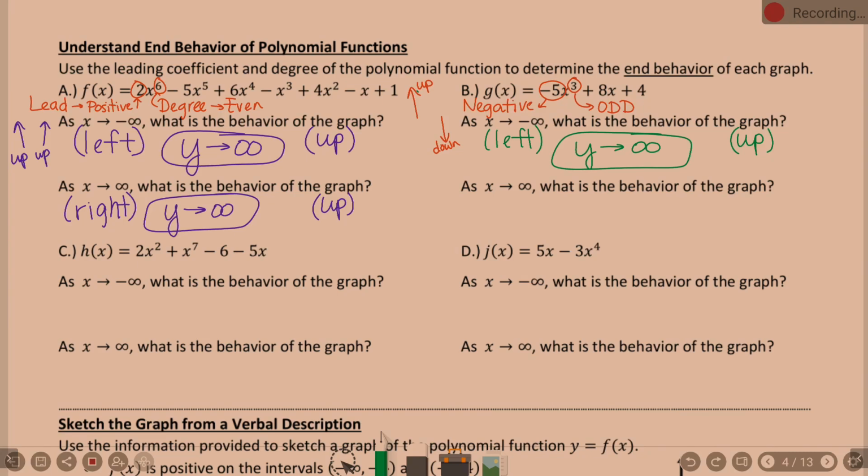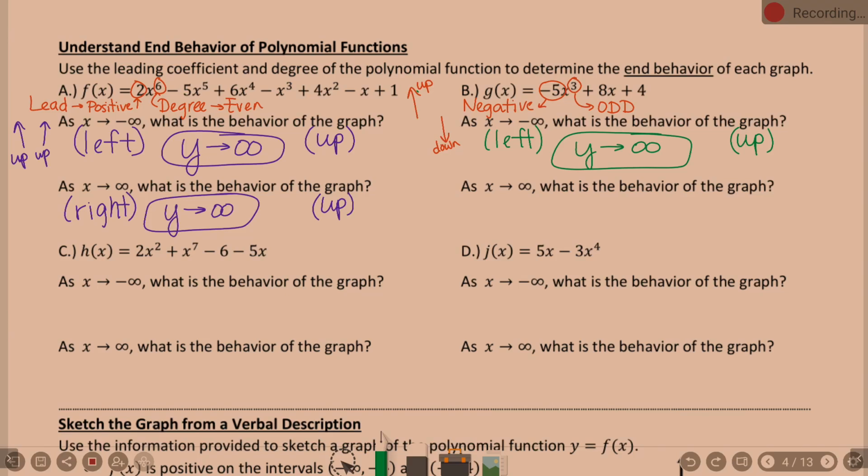So we always say the behavior in terms of y. They're always going to ask it in terms of x because they're asking about the left side of the graph or the right side of the graph. And then you're going to talk about the graph either going up or down. So they'll always ask in terms of x, you'll always answer in terms of y. They're always asking left, right, you're answering up, down.